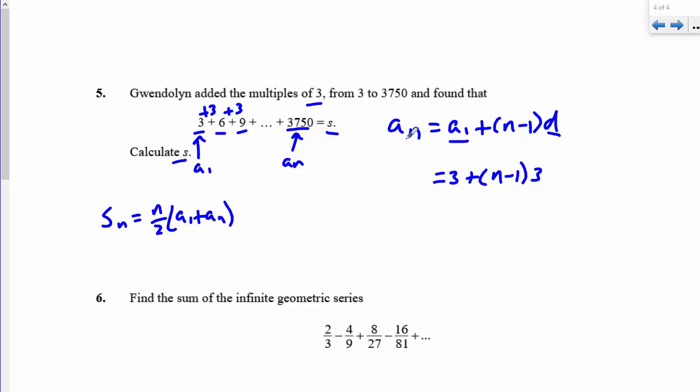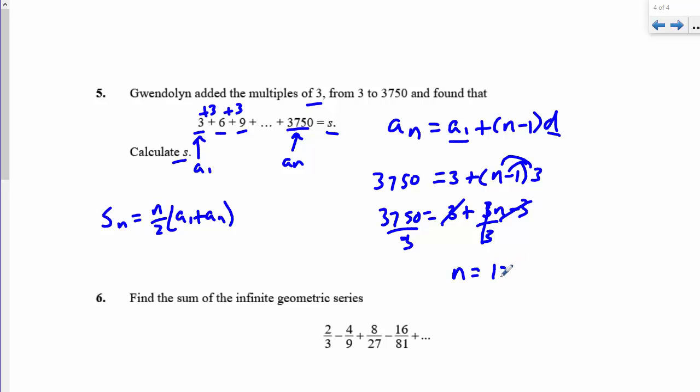And a_n, I told you, is the last term, which is 3,750. So if I go ahead and distribute this, I'm going to get 3n minus 3 here. I'm going to put a 3 up front, and it's going to equal 3,750. These cross out, 3 minus 3 is nothing. So now I have 3n is equal to this, so now I just have to divide both sides by 3. So n is going to equal whatever this is divided by 3. That's going to be, by the looks of things, 1,250.